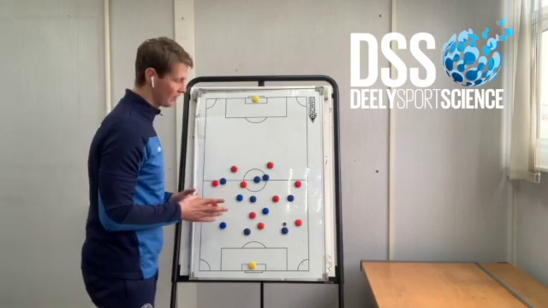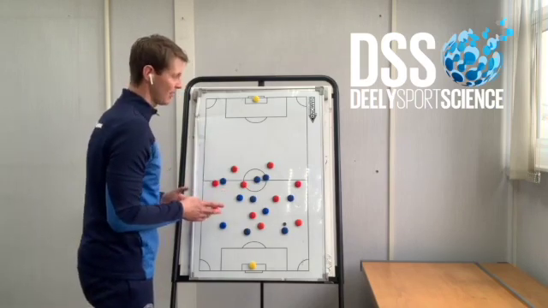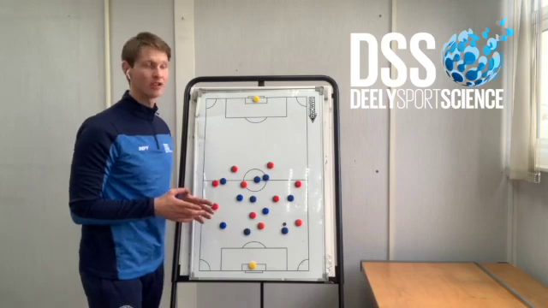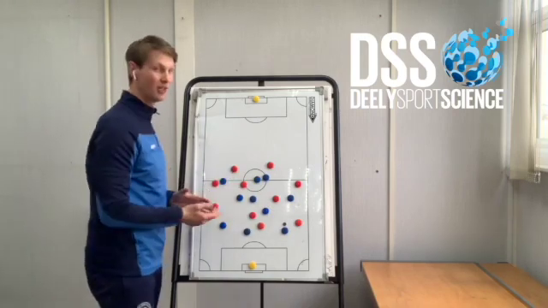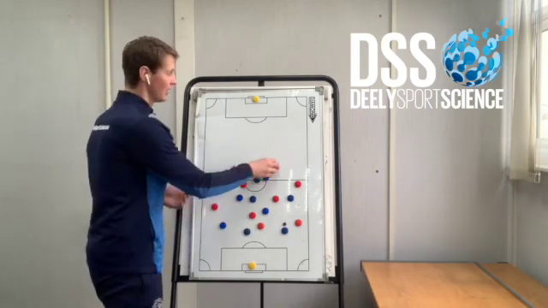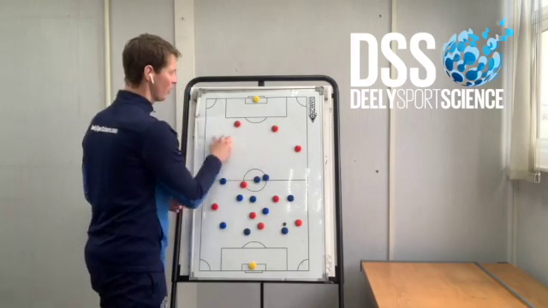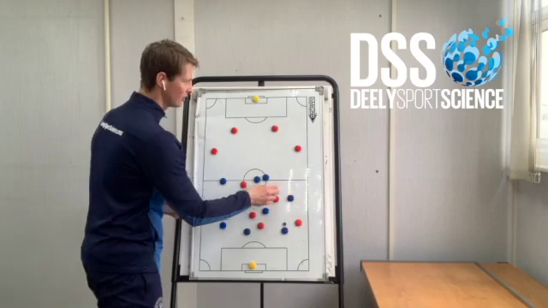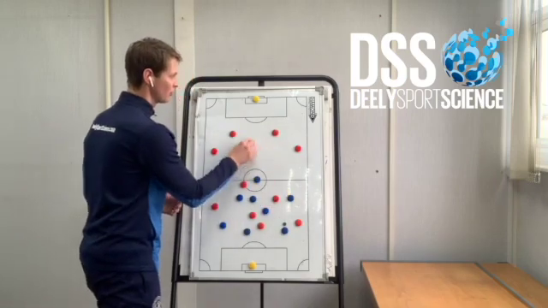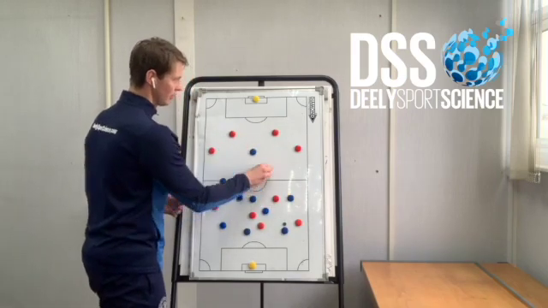So key things to really think about in the low block is, depending on where you're going to set up this low block, are you going to camp in this half? For me, I think you invite too much pressure here. If you're worried about the opposition, then I think you go to more of a mid block, so you allow them the first third.